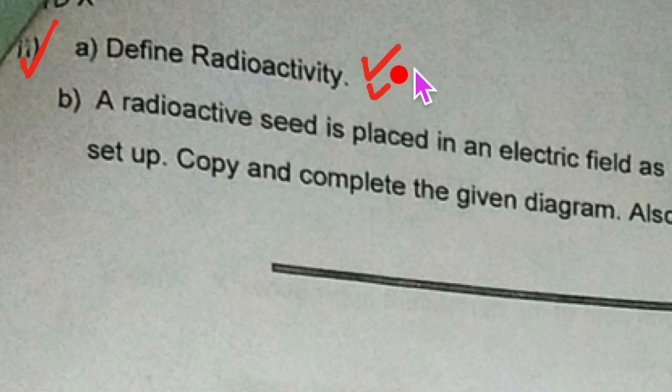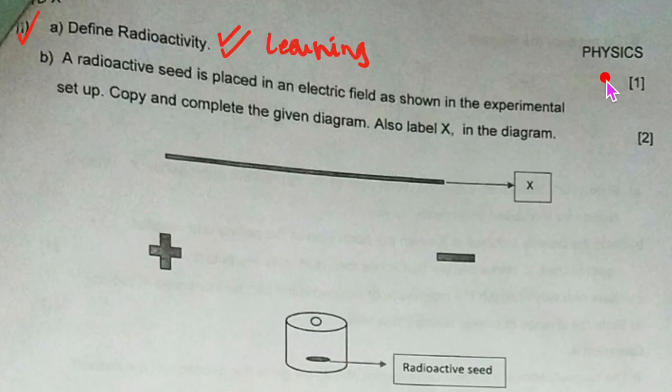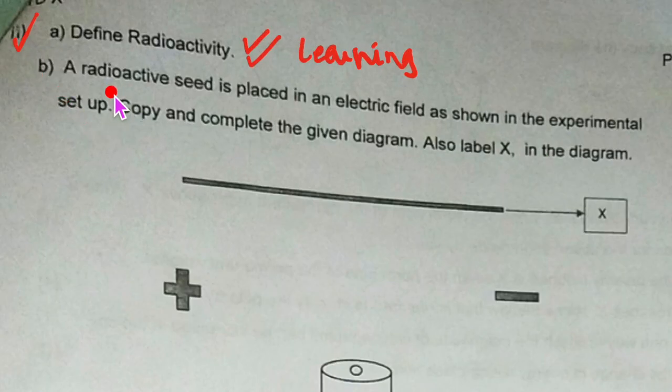This you can find from any of the textbooks. This is a learning question. Now the definitions you should learn on your own. That should give you your 1 mark. Let us look at your B subpart. A radioactive seed is placed in an electric field as shown in the experimental setup. Copy and complete the given diagram and also label X in the diagram.